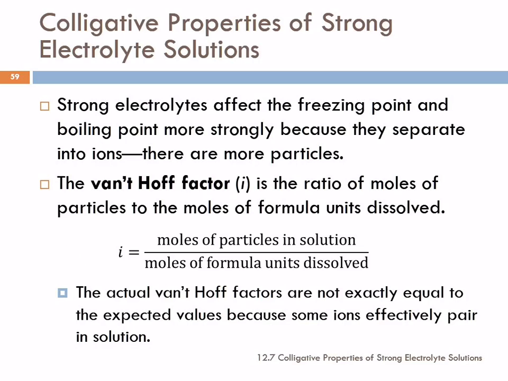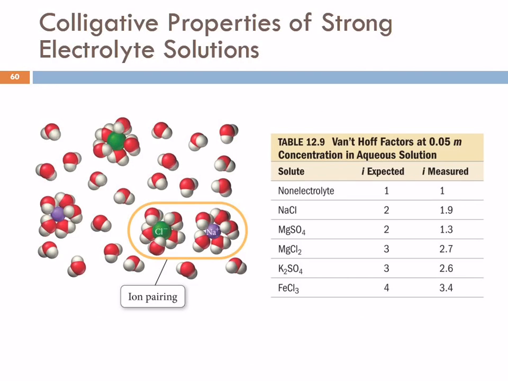The reason that we need to use a Van 't Hoff factor is because some of the ions will pair in solution, and so we can't just predict what the concentrations are going to be by looking at the formulas. Now, if we have calcium chloride, CaCl2, we would expect 3 moles of particles for every mole of solute dissolved, but it's not actually quite that. So the Van 't Hoff factor is sort of a fudge factor.